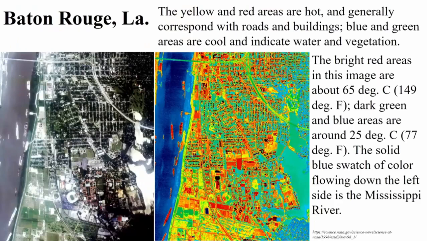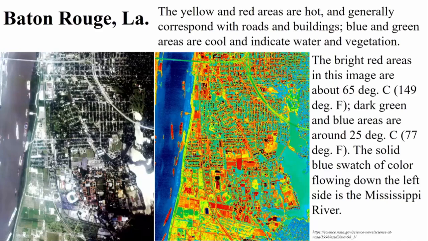Now there are several other advantages of thermal remote sensing. In this image, the left side is the color composite image of the Baton city, like an aerial or optical multispectral data set, and the right side image is the thermal data set for the same area. The yellow and red areas are hot in the thermal imagery and generally correspond with roads and buildings. Blue and green areas are cool and indicate water and vegetation.